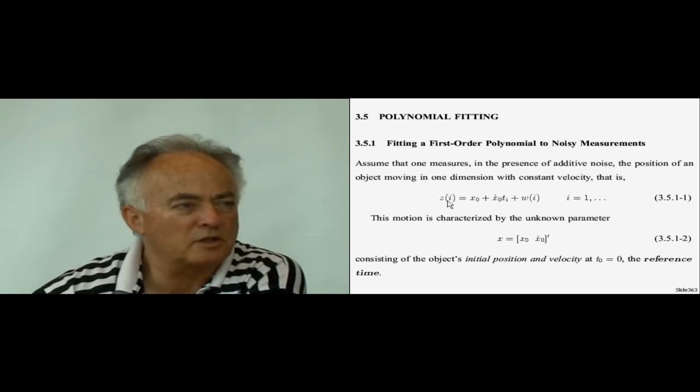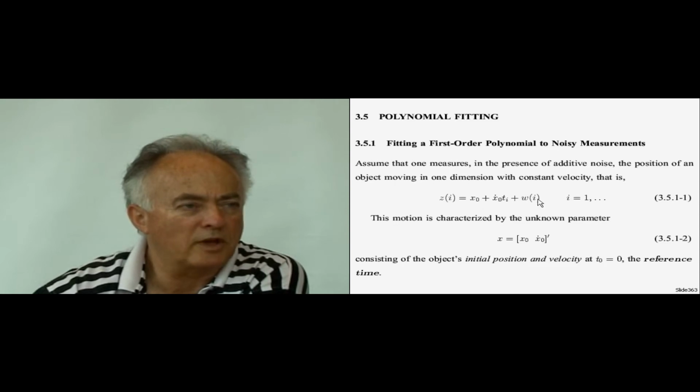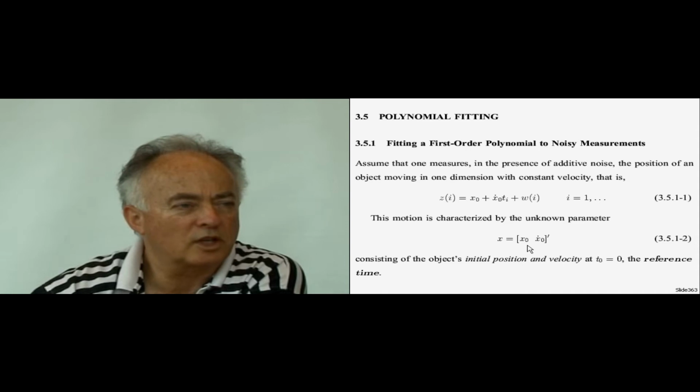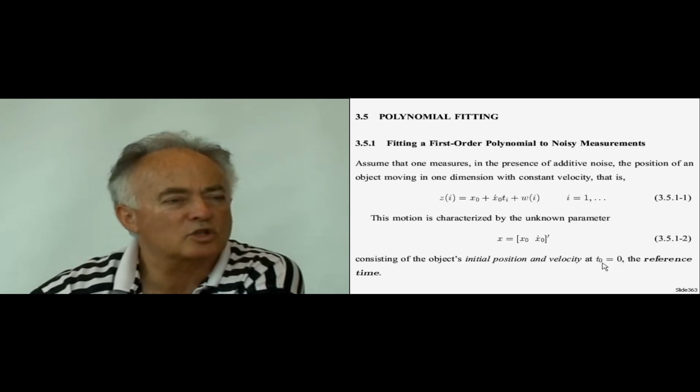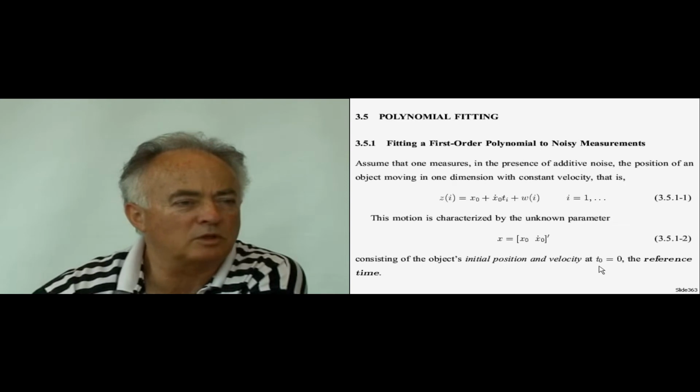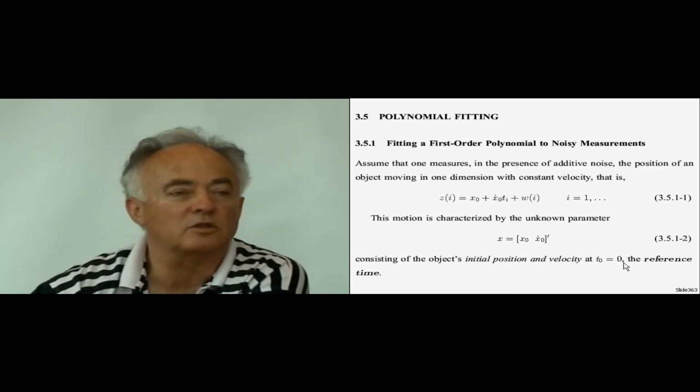But what we observe is that quantity, zi, in the presence of additive measurement noise. So the motion is characterized by two unknown parameters, x0 and x0 dot, the initial position and initial velocity at some reference time that we denote t0 as 0 for convenience in this case.